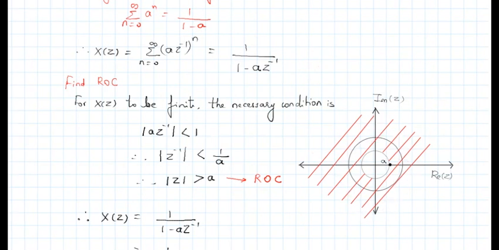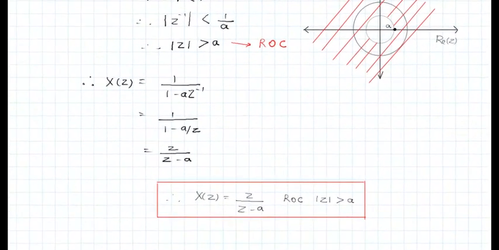Right, so collectively, now writing the result. We had obtained the z transform as 1 upon 1 minus a z inverse, simplifying it in terms of z. So the final z transform is z upon z minus a, along with mentioning the ROC for the given problem, which is mod of z greater than a. So this is the ROC for the given sequence.